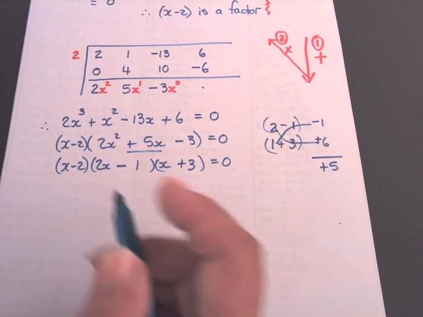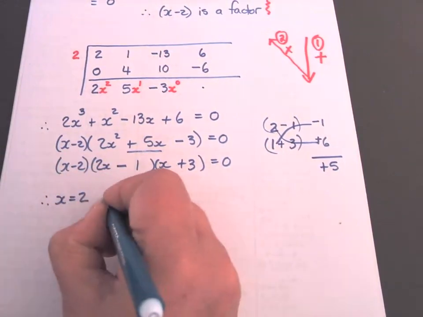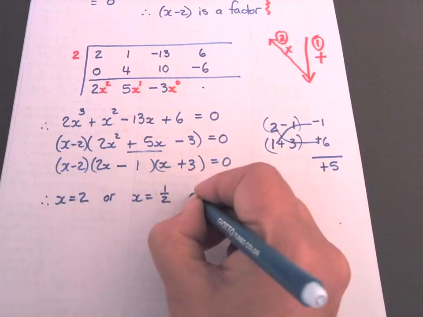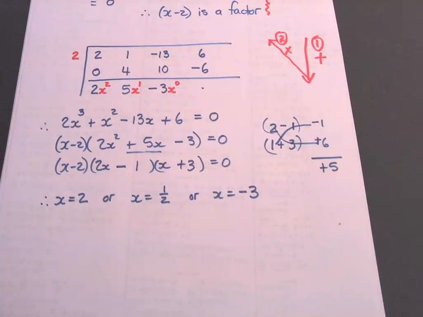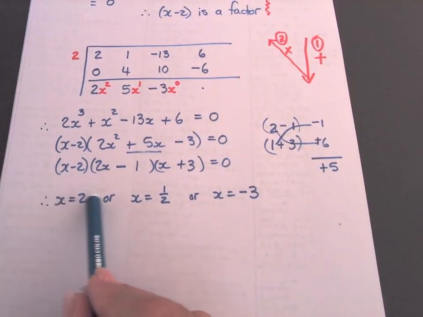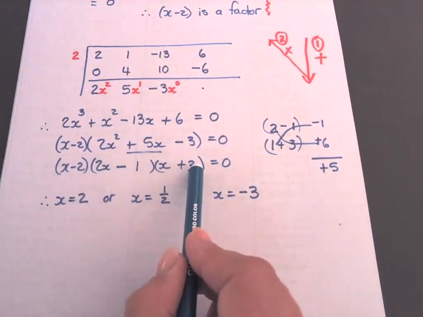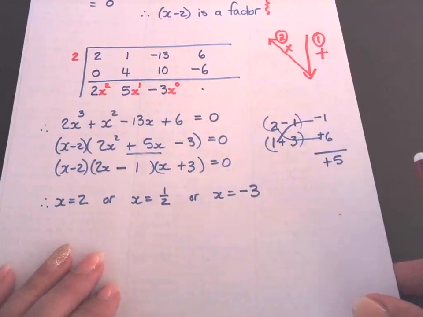Solve x. So x will be equal to 2, or x will be equal to a half, or x will be equal to negative 3. Who of you don't know how to get these answers from the brackets? Does everybody know? Our next example.